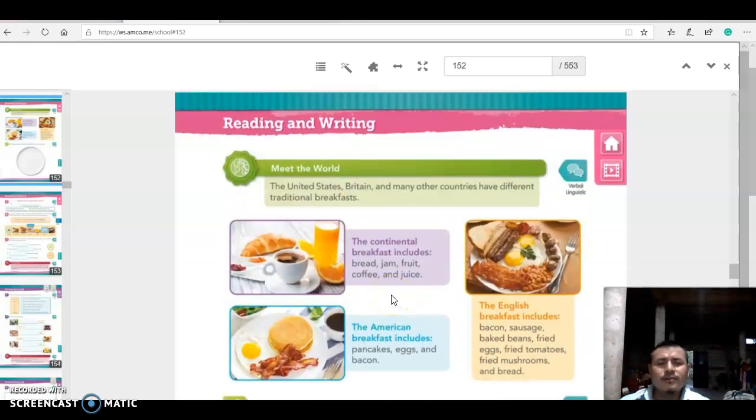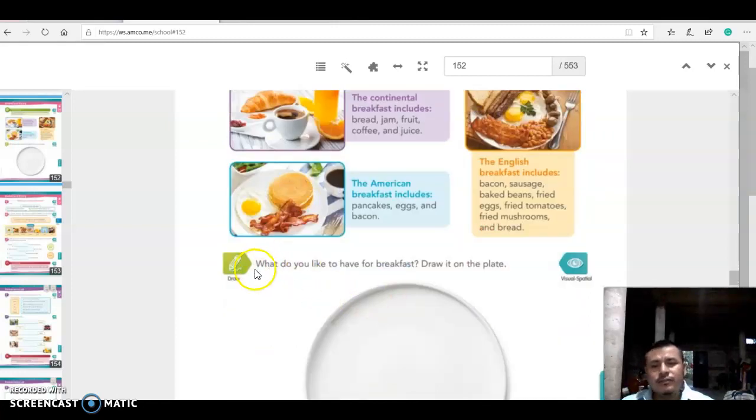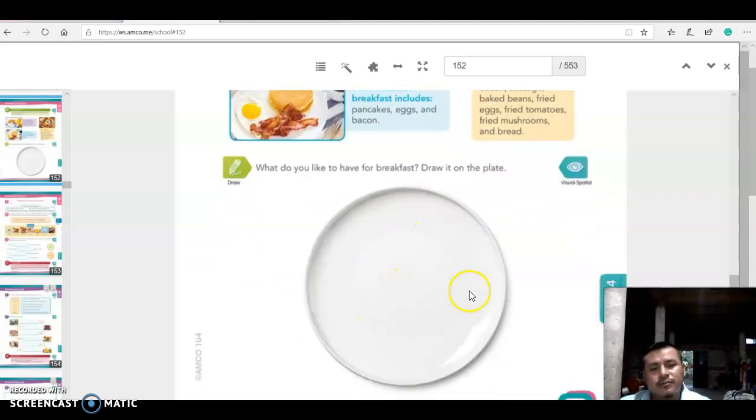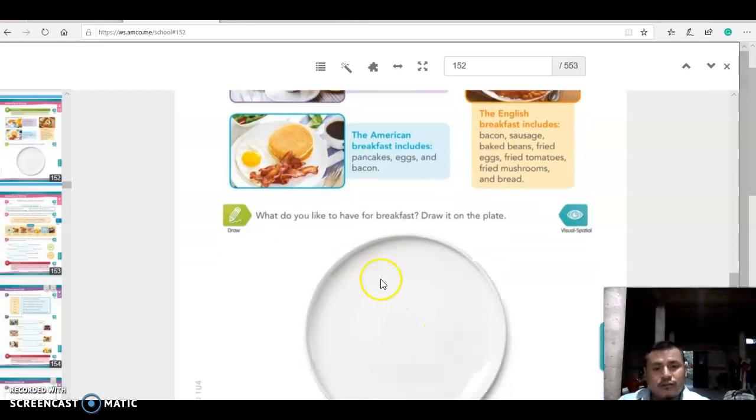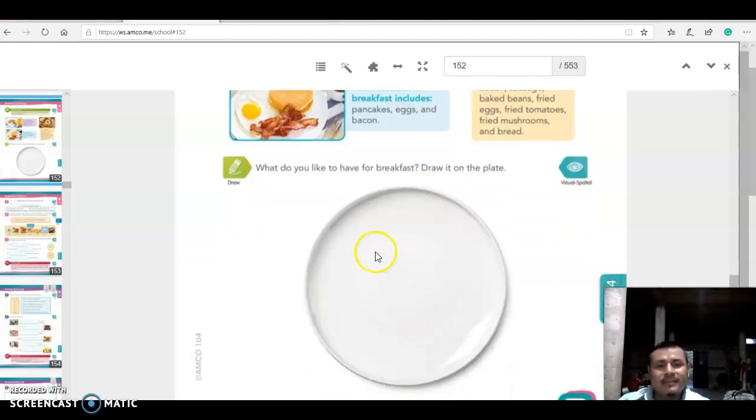Okay, so what are you gonna do in this part? I need you to draw. What do you like to have for breakfast? Draw it on the plate. You're gonna draw your breakfast, okay? Remember the video? It showed you different breakfasts. So what is your favorite? What is your special breakfast? Draw it right here and paint it beautifully. Use your pencil colors, please. Okay, thank you very much.